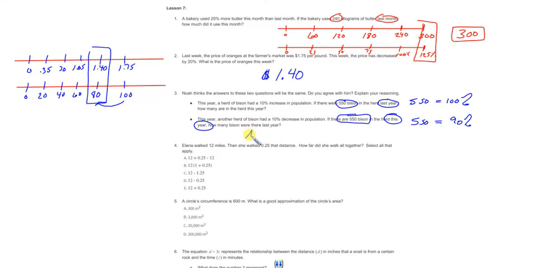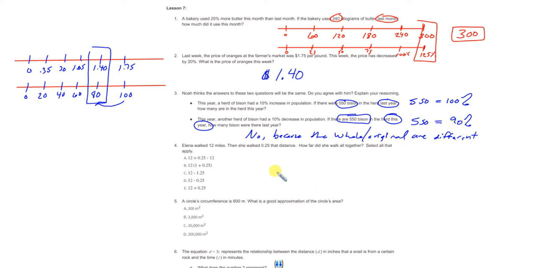So no, because the whole or the original are different. That's what I would put for this one. Even though it's the same increase and decrease, you're not going to have the same number difference, because you've got a different number over the 100 in your double number line, or what you're comparing it to in the original spot. So that's why that one doesn't work.